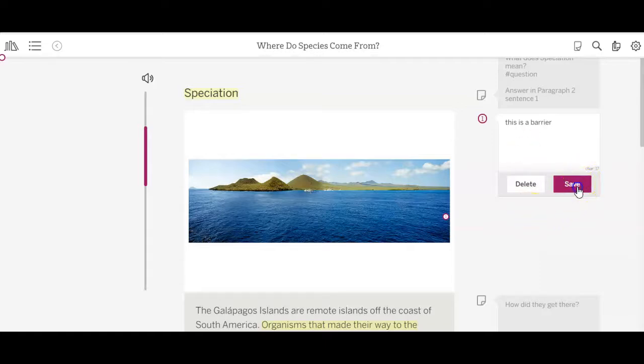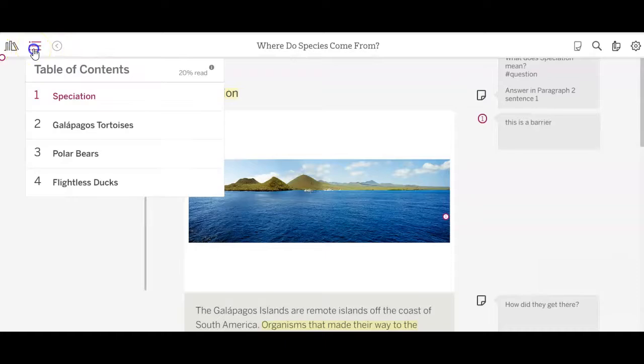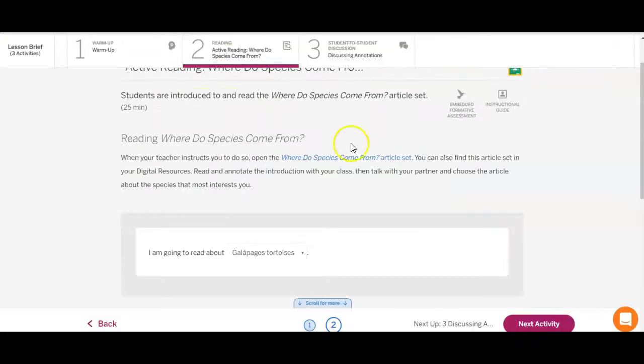Okay, so now I'm going to go ahead and exit. Remember, you guys can find yours by clicking the 3 dots and 3 lines. And let's see, okay? And so then you guys will come on here, you'll pick which article, and then you'll click next activity.